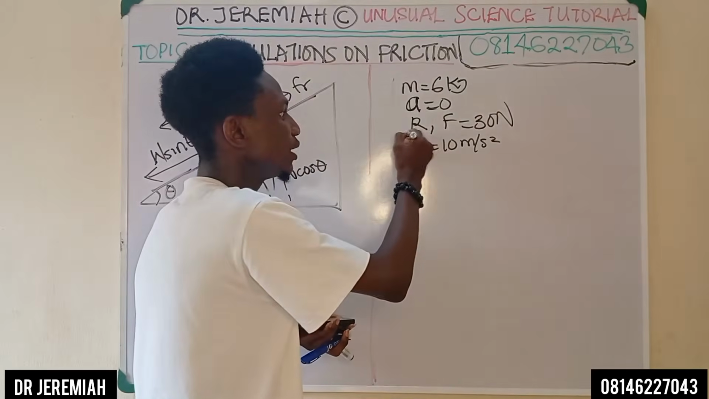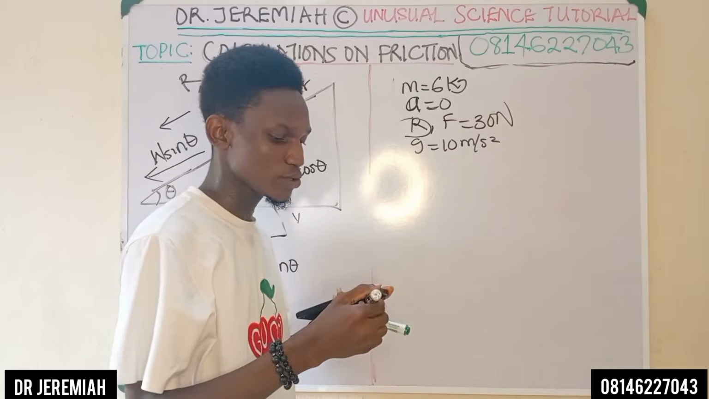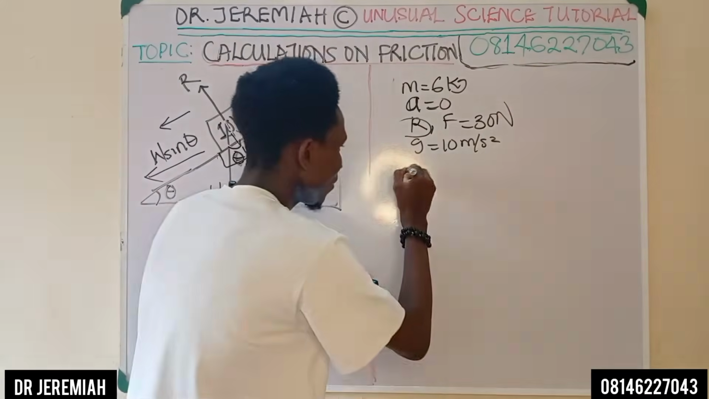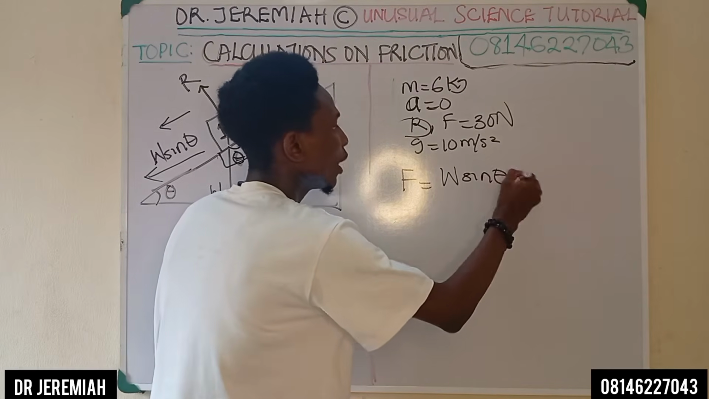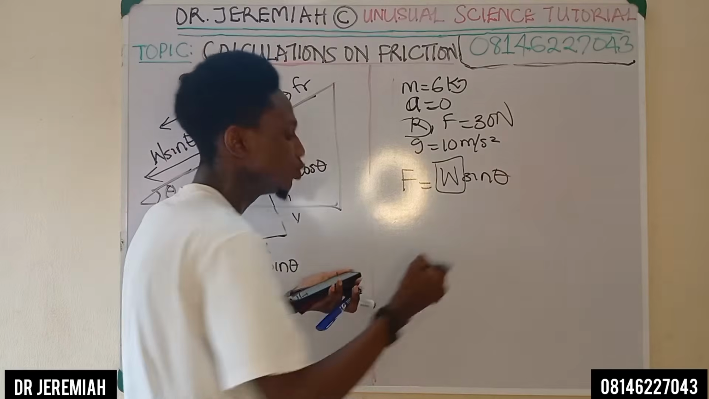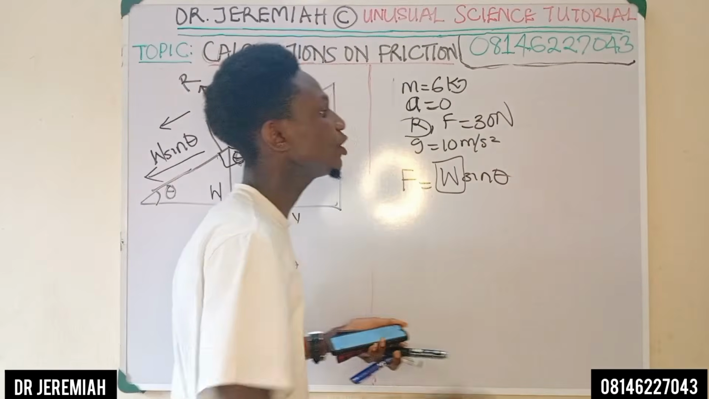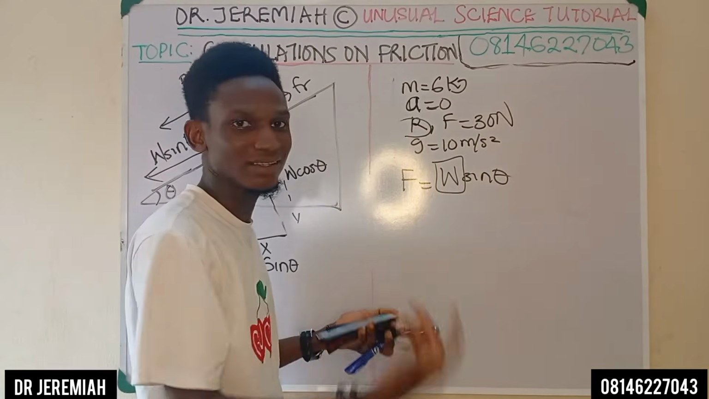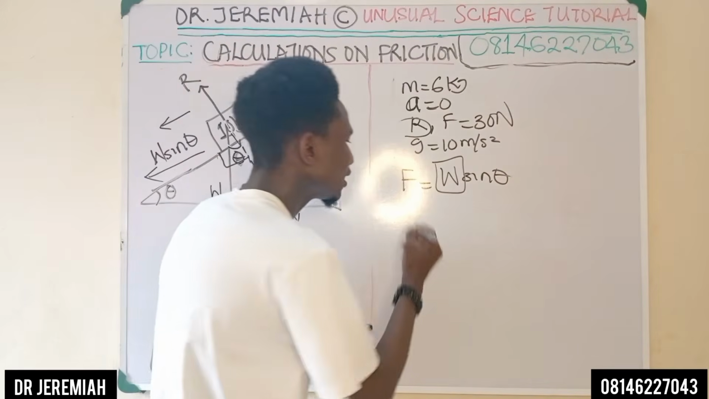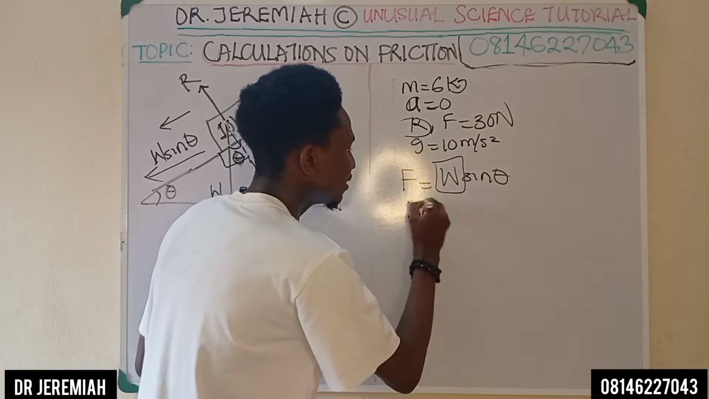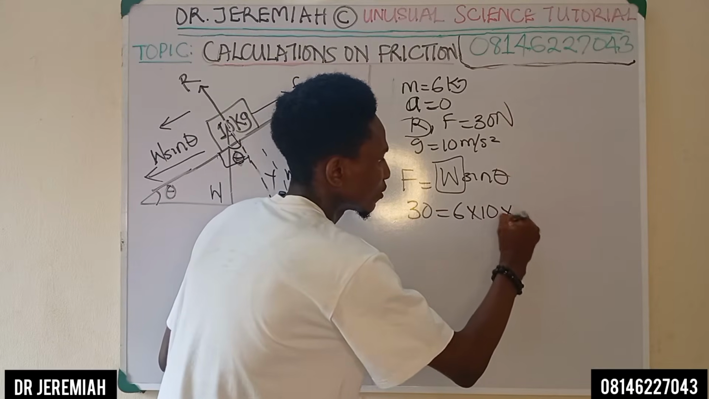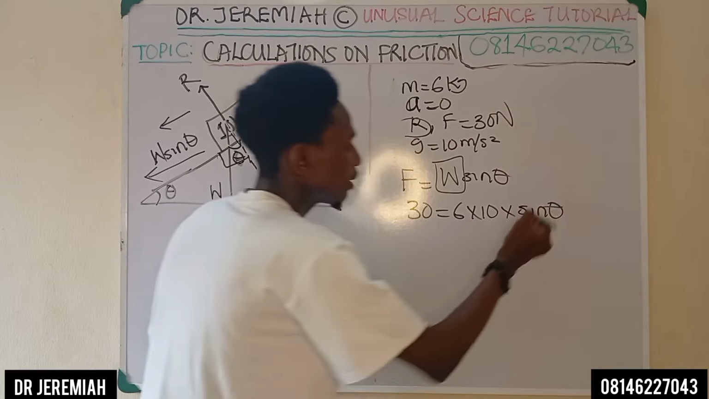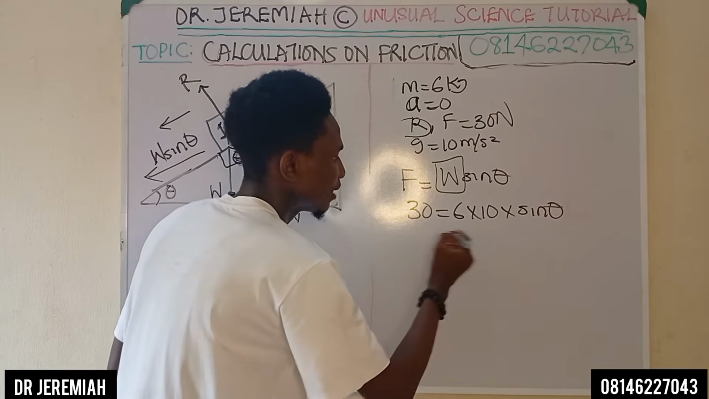We already know that we don't have R here, so what formula are we going to use? Very simple. Come back to our stuff. F equals W sine theta. You should know that by now; you can derive it anytime you need it. I don't even need to write out the diagram. It's very simple. All you have to do now is 30 equals, what is the weight? 6 times 10 times sine theta, and I'm going to get my theta.